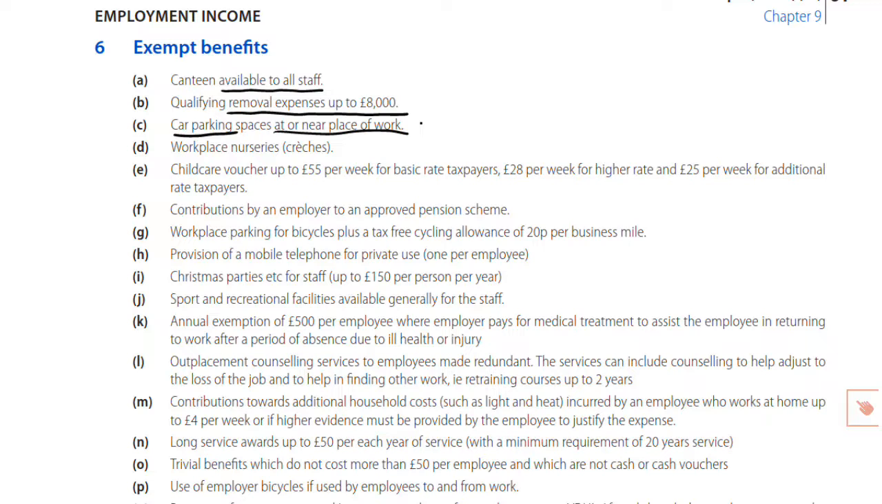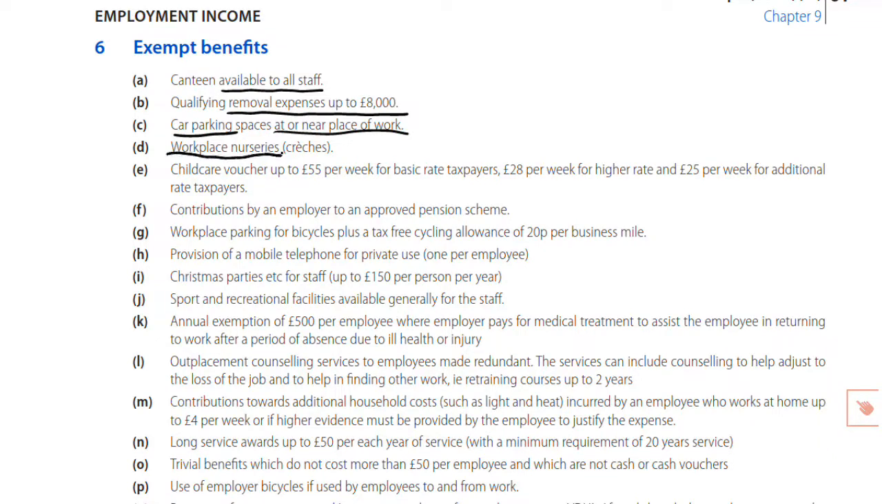What might be more surprising is if the company in question doesn't have their own car park, but they provide and pay for a car parking space within a paid car park. Something like a national car park, NCP as we know them in the UK. If you've got a national car park where you have to pay, the employee has to pay, but that payment is either reimbursed or paid for by the employer directly, then that is still an exempt benefit. So whether it's the company's own car park or a paid-for car park by the employer, it's still exempt.